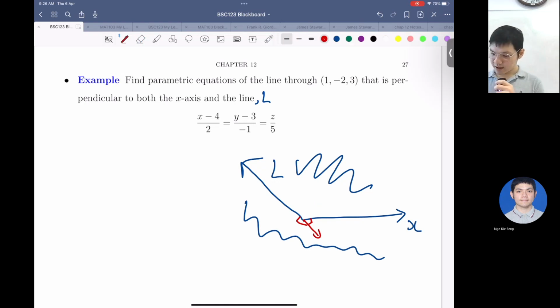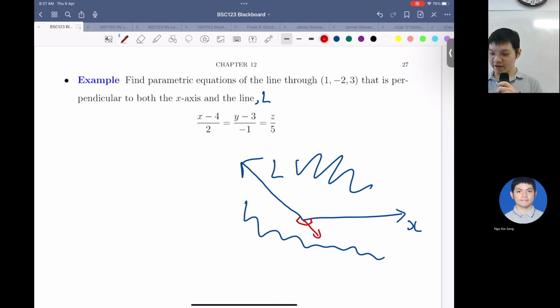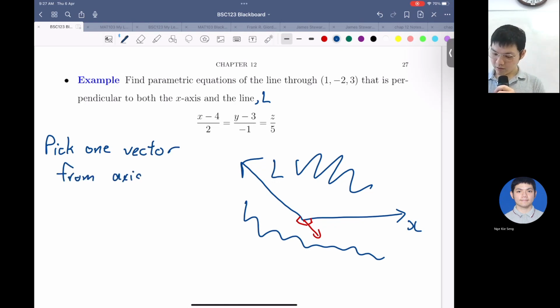So now we need to consider the cross product. Cross what? You need to cross two vectors from these two lines. In the x-axis, what vector do you want to pick? (1, 0, 0). You can pick any point on the x-axis: (1, 0, 0), (2, 0, 0), (3, 0, 0), never mind, because we care about direction only. So we just pick one, and the easiest one will be (1, 0, 0).